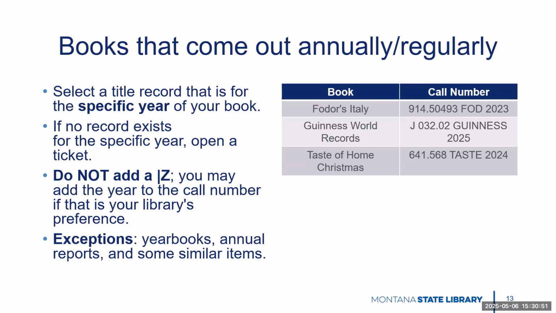Exceptions to this rule for books that come out annually or regularly are things like yearbooks, annual reports, and some similar items that may need to share a record. If you run into any of those and you're confused about the instructions we provide in our knowledge base, just open a ticket. We can help you clarify what kind of record you should be attaching to. Okay, so that's the first example, books that come out regularly or annually.